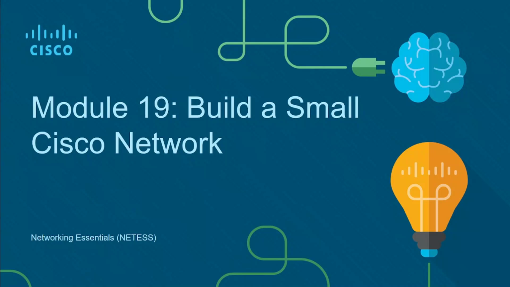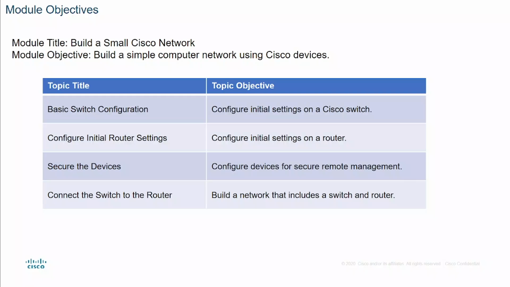Module 19, building a small Cisco network. We will look at basic switch configuration, configure initial router settings, secure the devices, and connect the switch to the router.